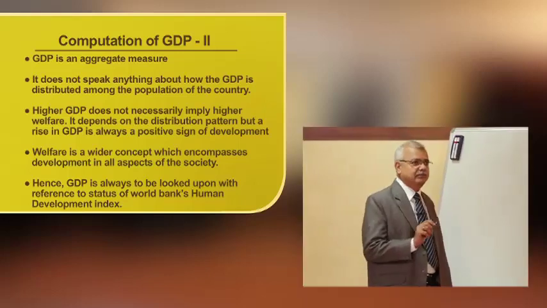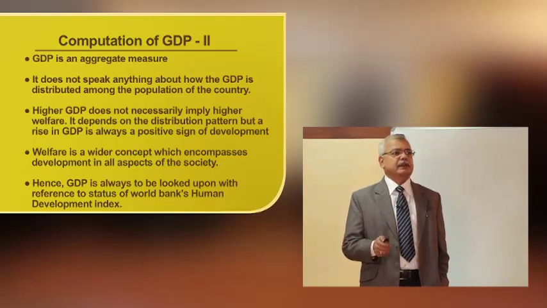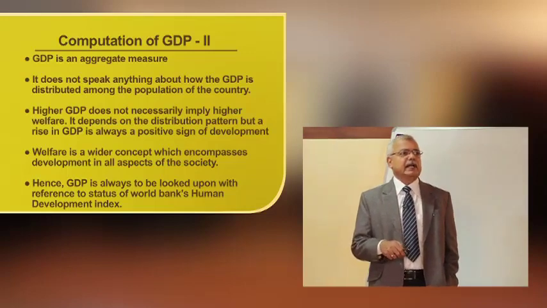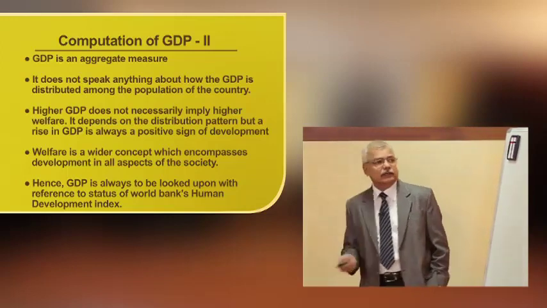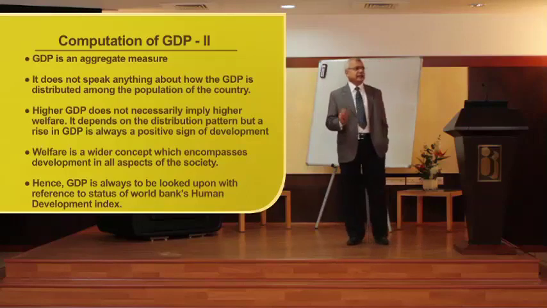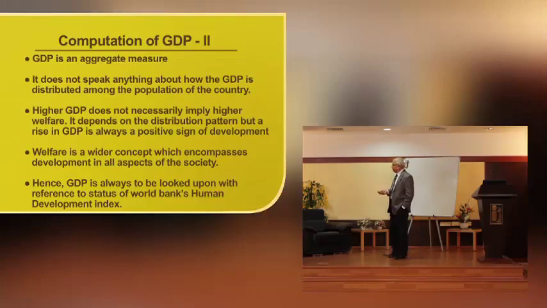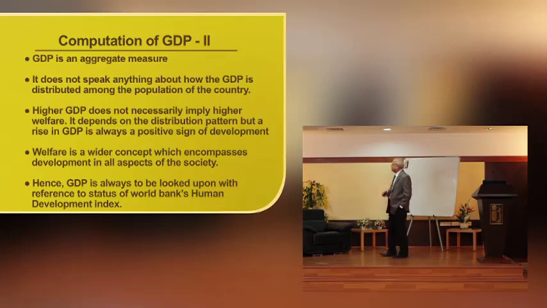is built during a fiscal, but at the same time its distribution pattern depends on the peculiarities of the different geographical regions and the state policies and the infrastructure that is built in different states of the economy. So we should always keep in mind that GDP is an aggregate measure, and it does not speak about the distribution of welfare of the economy. It has to be looked upon with reference to the various human development efforts that are made.